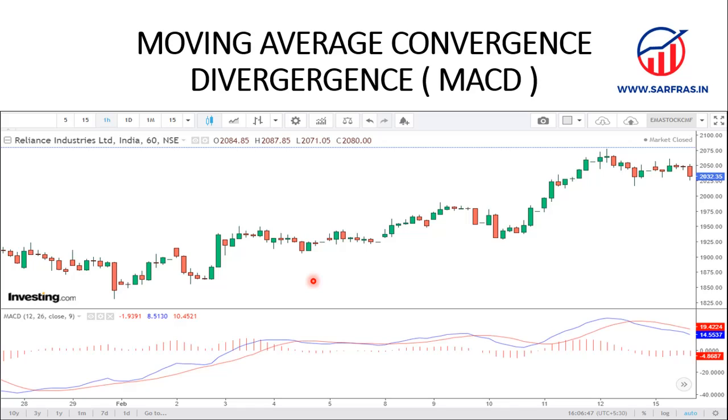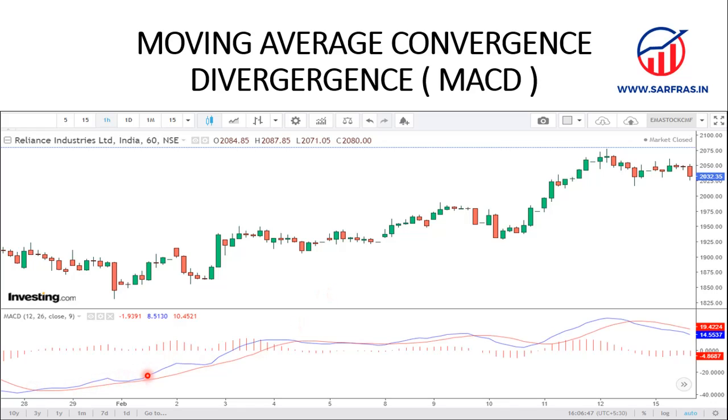Then you have the MACD, that's the moving average convergence divergence. This is also a very popular tool, and you can see over here you have a histogram, and you have the signal line and the other line. These are the default settings, 12, 26, 9, and you can see the bigger the histogram sticks in between, the bigger the trend will be.